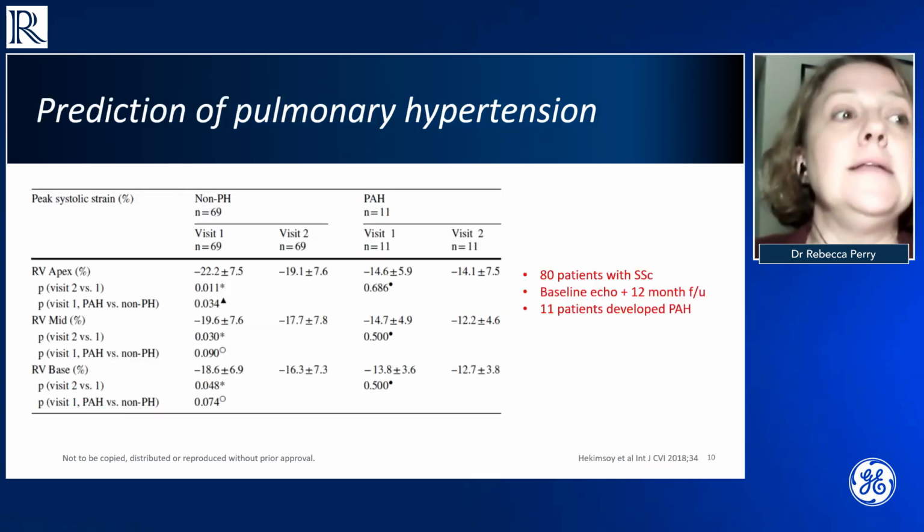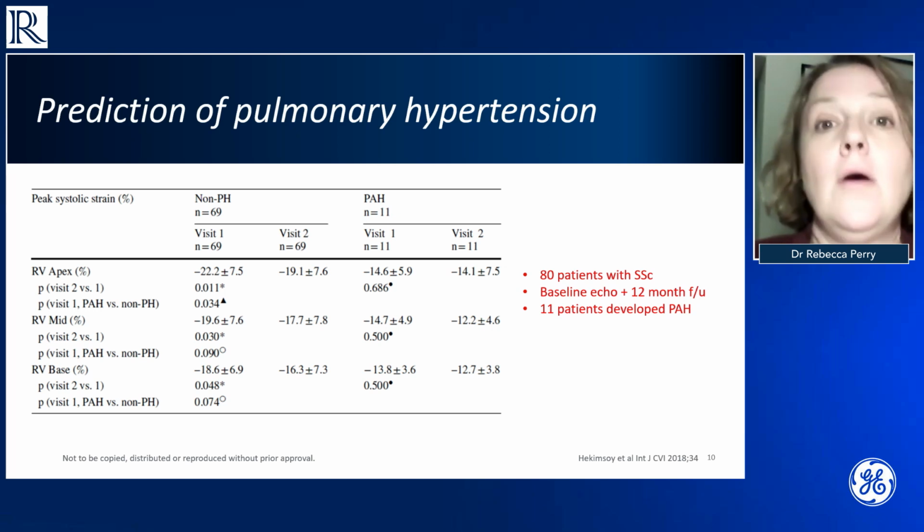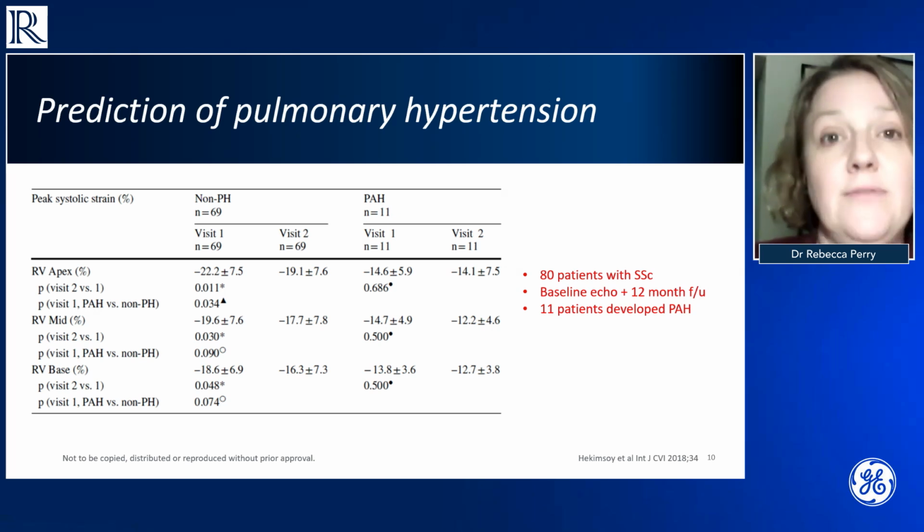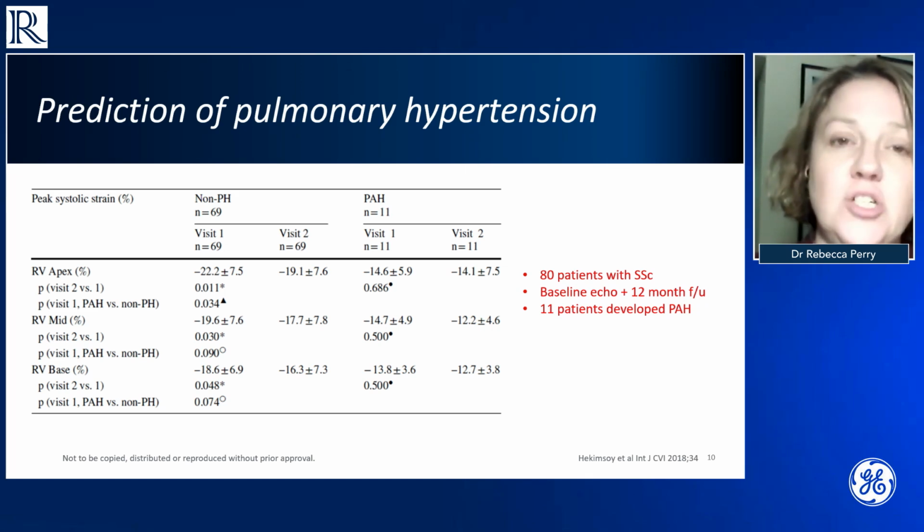This is a study in systemic scleroderma patients, who we know are at higher risk of getting pulmonary hypertension than the general population. This study looked at 80 patients with scleroderma who had an echo performed at baseline and also at 12 months later. A right heart catheter was performed in patients only with a clinical indication. 11 of these patients had documented pulmonary hypertension. They found that right ventricular strain was impaired in patients with pulmonary hypertension compared to those without at baseline.